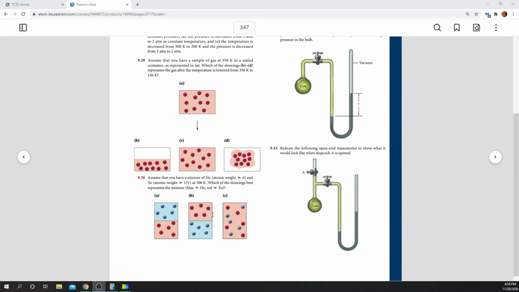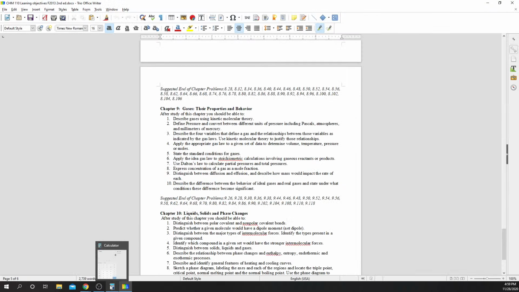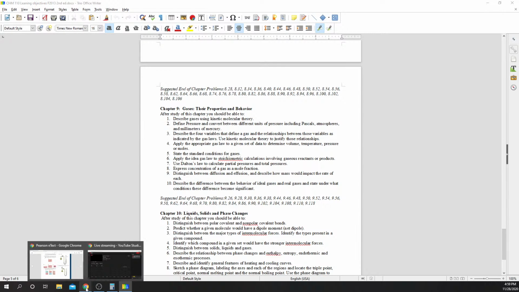See, A and B are very low entropy conditions. C is the high entropy condition, where everything is all jumbled. That's a weird question. All right, next up. 36 and 38.